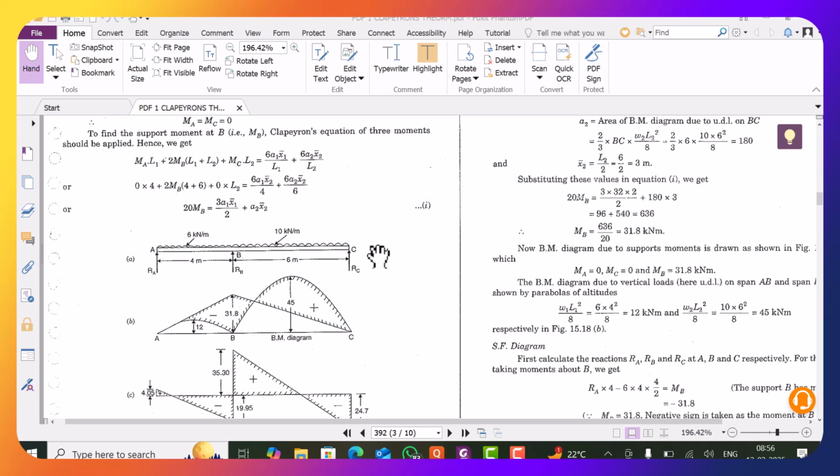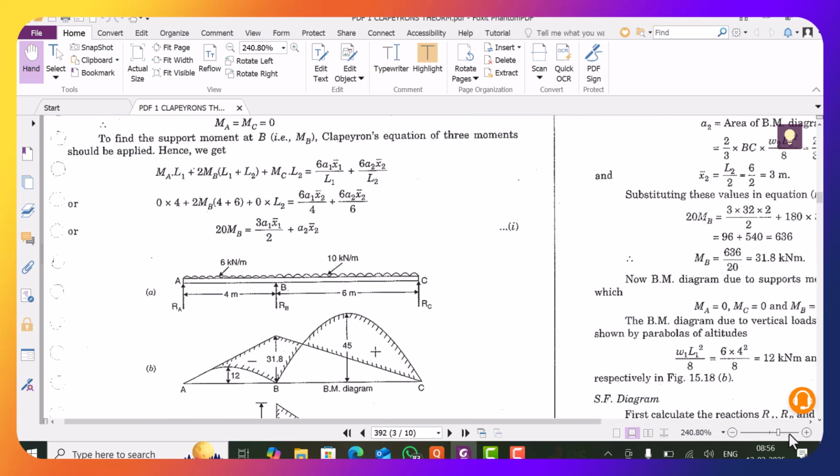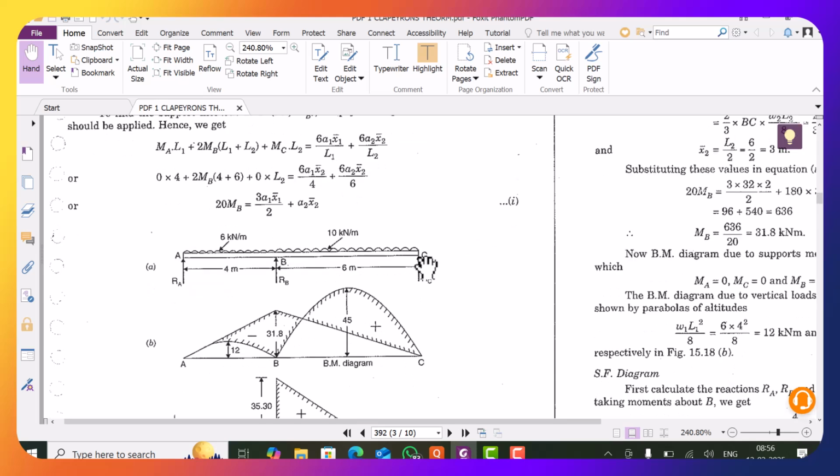Today's topic is on Clapeyron's theorem. Clapeyron's theorem is also known as the three-moment theorem. This method, in most universities, is taught either in structural analysis 1 or structural analysis 2.